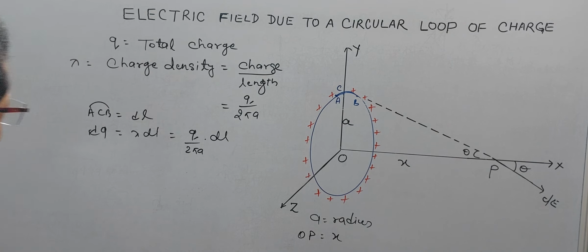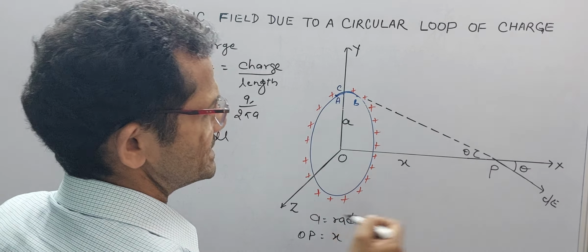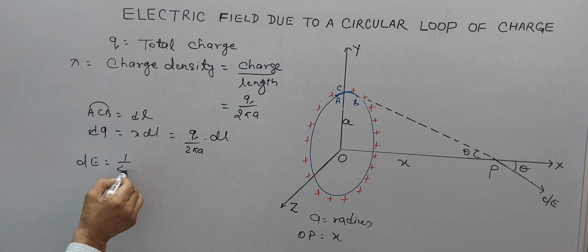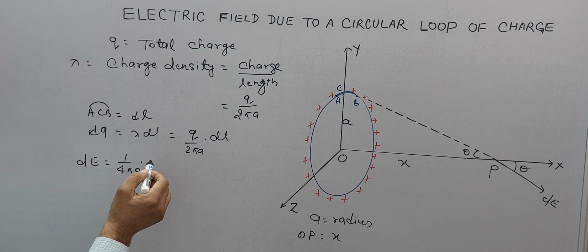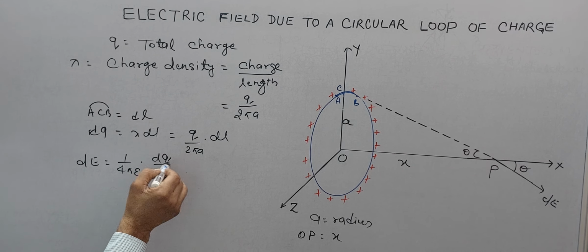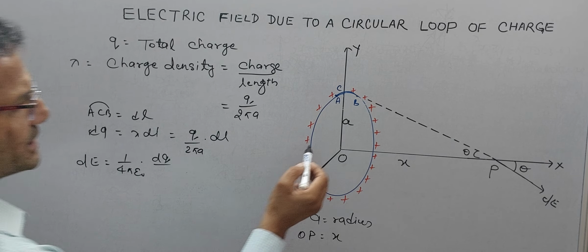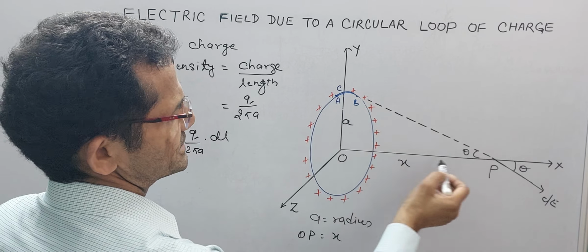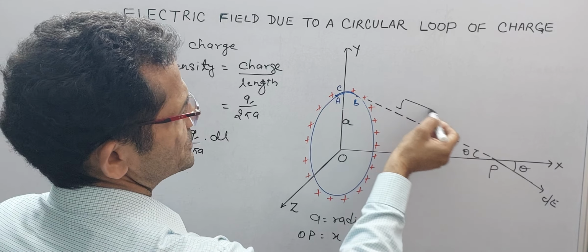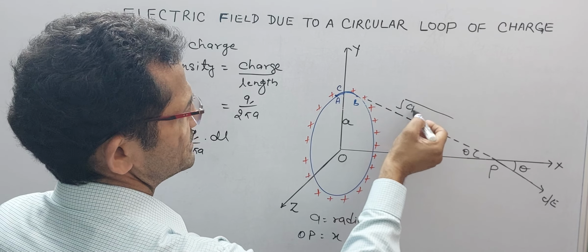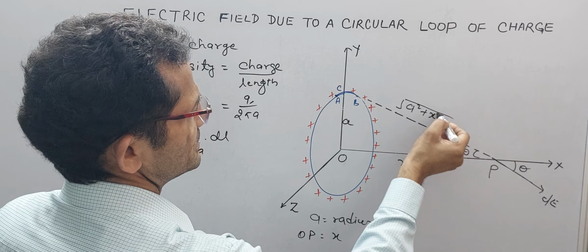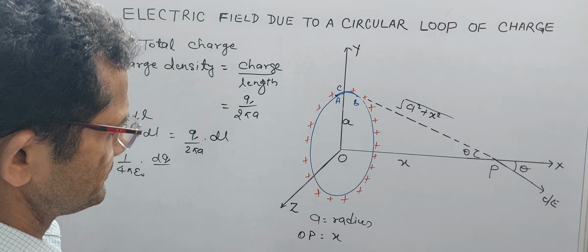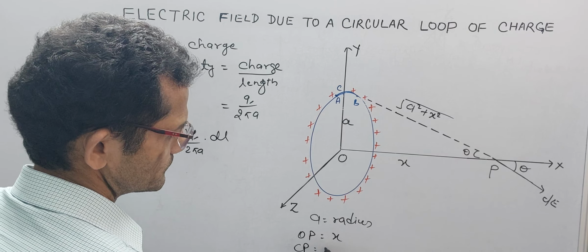From Coulomb's law, the electric field produced by this elementary piece at point P will be dE equal to 1 upon 4 pi epsilon naught, times the charge dq, divided by the distance squared. What will be the distance? By using Pythagoras, this is a, this is x, and the distance CP will be the square root of a squared plus x squared.